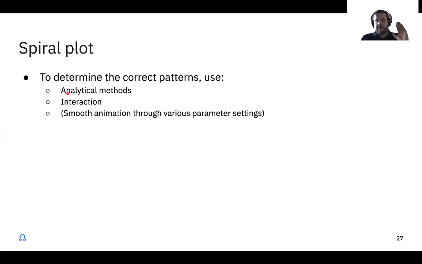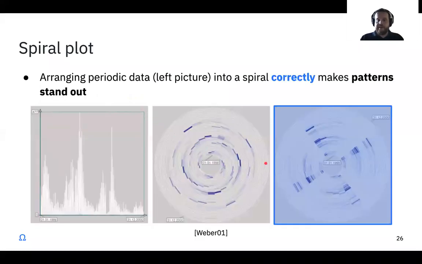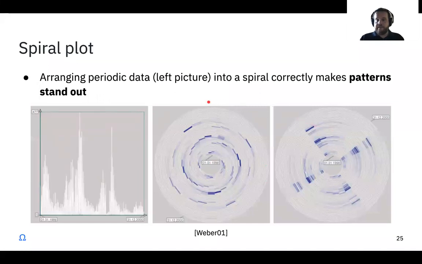If we want a more one-shot static visualization, then we can do this with analytical methods, because if the patterns are there, then with a spiral plot it's very easy to visually verify that they indeed are there. So here it's very, very obvious that we have a pattern.